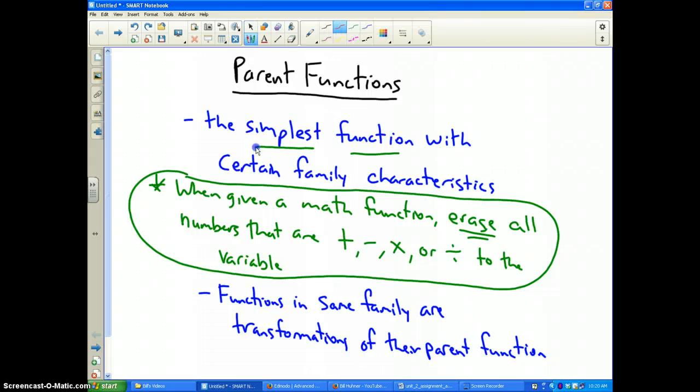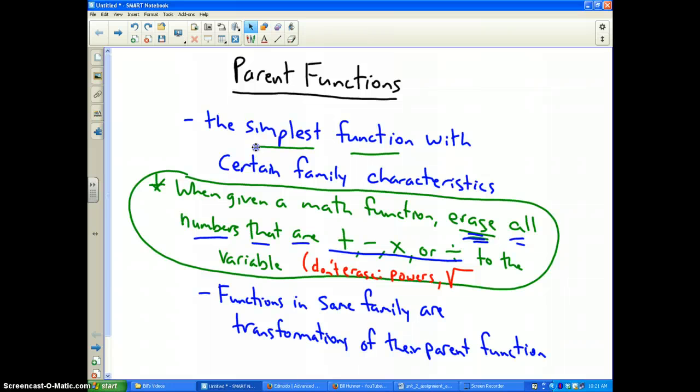Things that you don't erase, powers or symbols such as the square root sign, because they are part of the parent function. So if you can't figure out what the parent function is, erase, one more time, erase all numbers that are added, subtracted, multiplied, or divided to figure out what the parent function is.